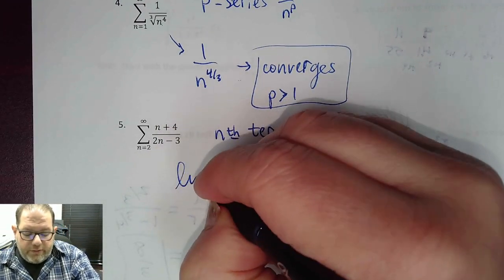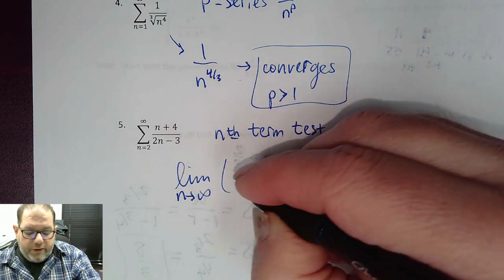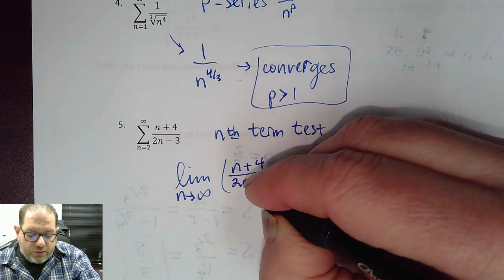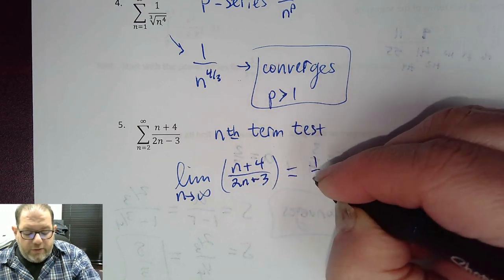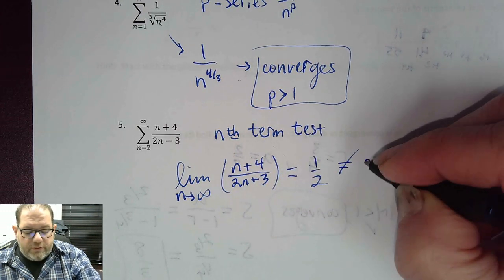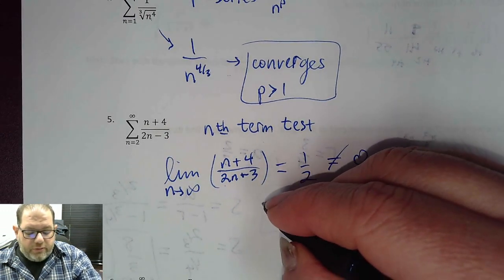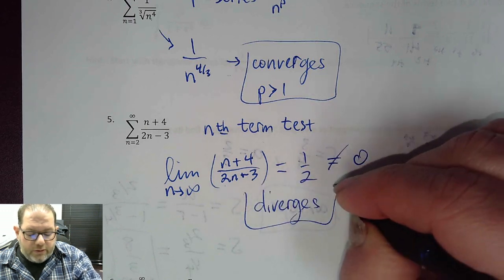And the nth term test says we can take a limit as n goes to infinity of the expression inside of our summation, minus 3. And since this is not equal to 0, we got a 1 over 2, then we can conclude that it diverges by that nth term test.